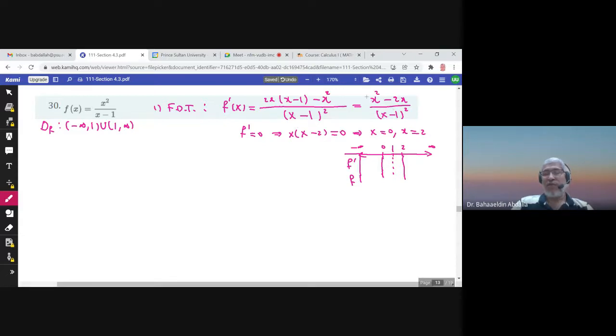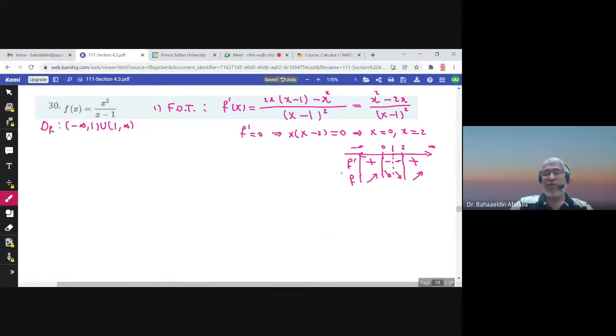So it depends on the sign. The sign of f prime depends on the sign of the numerator. The numerator is degree 2. Between the zeros, the sign is negative. So here the sign is negative. Here the sign is negative. And here the sign is positive. So the function is increasing here, decreasing here, decreasing here, and increasing here.